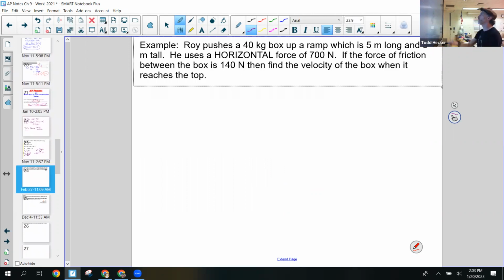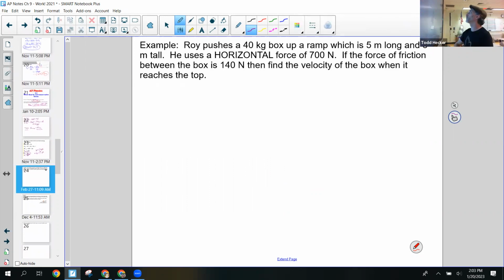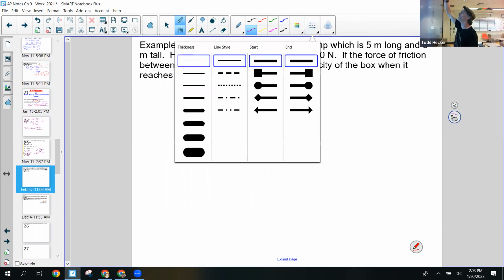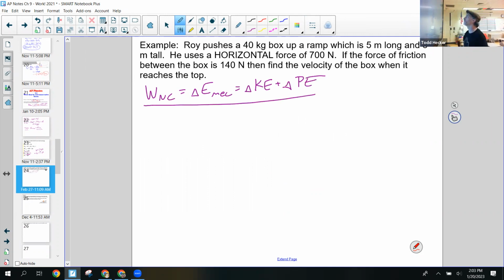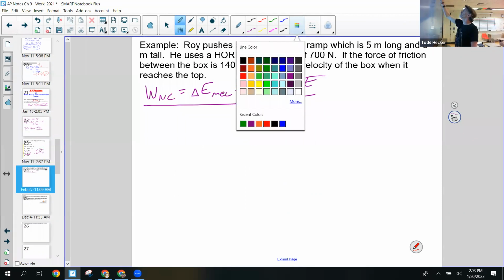All right, so let's do an example. Bam. There we go. So the whole premise behind this example is going to be that the work done by non-conservative forces is our change in mechanical energy, which for us is our change in kinetic energy plus our change in potential energy. That's at the heart of this example. All right, so here we go.